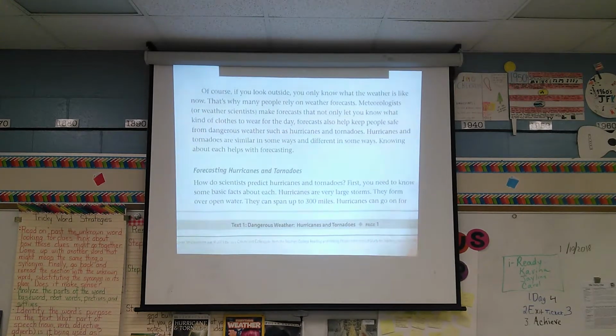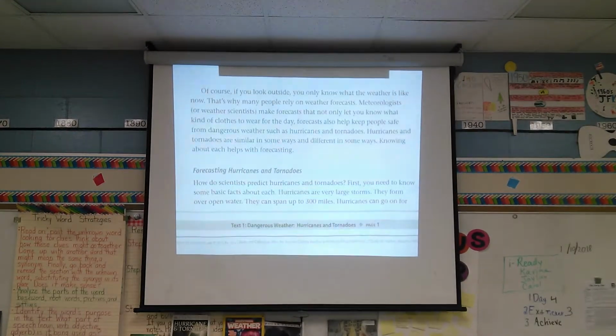And if I read the second paragraph, I'll put that back up in a second. If I read the second paragraph in here, you can see how the author, still in the introduction, is trying to show why it is important. Why is this topic important? It says, of course, if you look outside, you only know what the weather is like now. That's why many people rely on weather forecasts. Meteorologists, or weather scientists, notice how they give you the definition of what a meteorologist is, a weather scientist, make forecasts that not only let you know what kind of clothes to wear for the day, forecasts also help keep people safe from dangerous weather such as hurricanes and tornadoes.